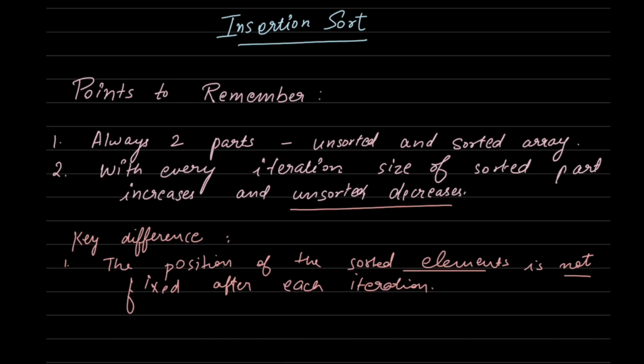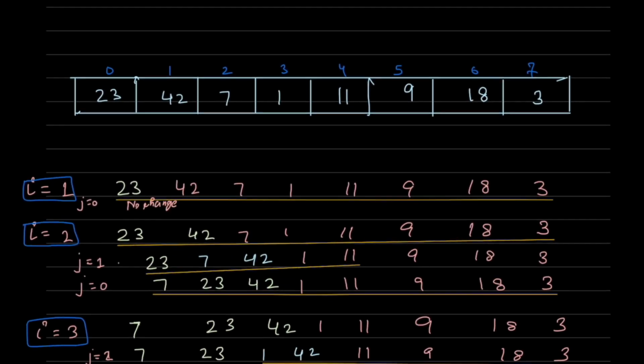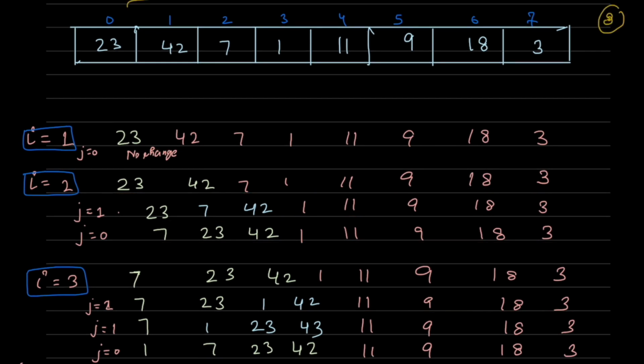Right? So now let's see in action what all of this means. We'll sort an array using insertion sort, and then we'll understand all of the logic related to insertion sort. So this is an array that we have. I've indexed it from 0 to 7. The length of the array is 8, and now let's solve it using insertion sort.